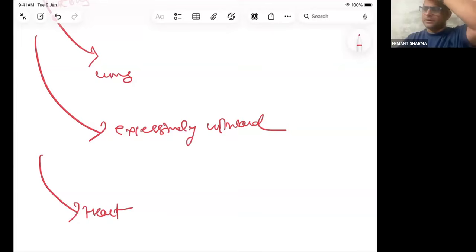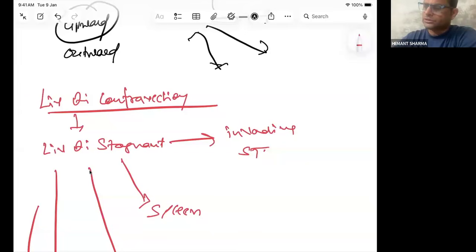When the person is following a wrong lifestyle and either the stomach is weak or the spleen is weak, then liver chi gets a chance to attack. अब liver chi आक्रमण करेगी. If stomach is weak, liver chi will attack the stomach. This is called liver chi contravention over stomach. Liver chi contravention, invading over stomach.